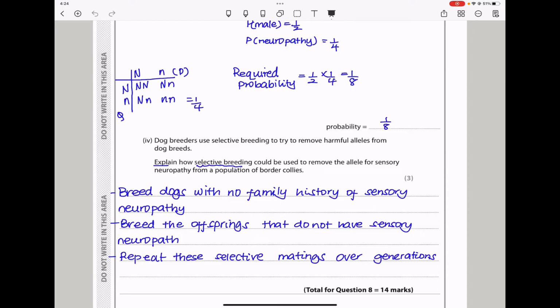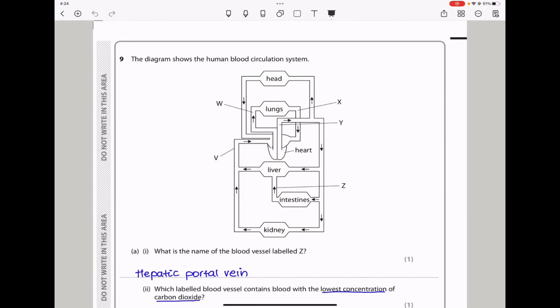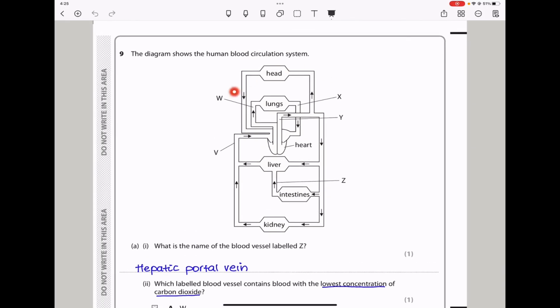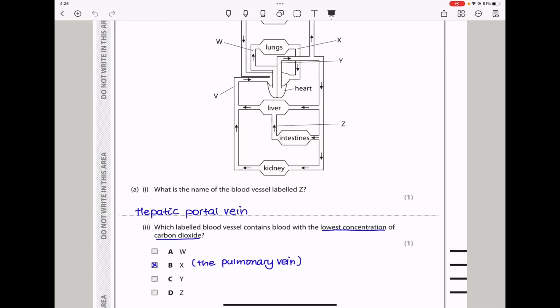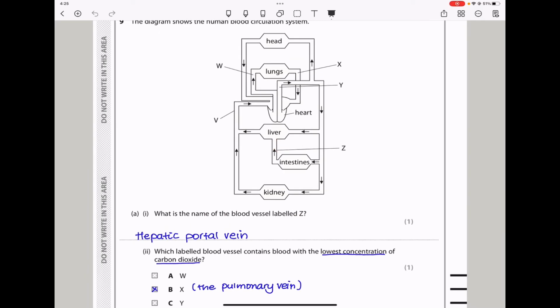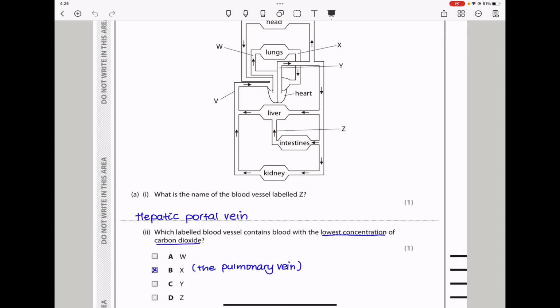So this brings us to the end of question 8. Let's continue to question 9. Question 9. The diagram shows the human blood circulatory system, which is this. We can see the head, the lungs, the heart, the liver, intestine, as well as kidney. What is the name of blood vessel labeled Z? Blood vessel Z connecting from the intestine to the liver. That is the hepatic portal vein.